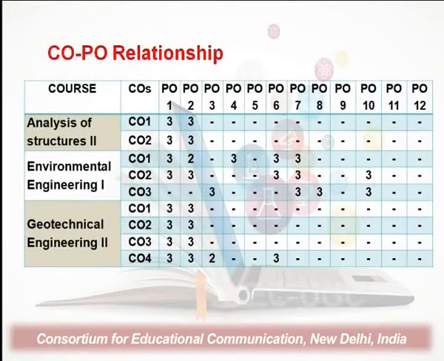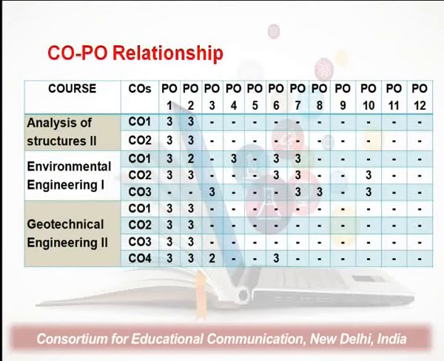You can see here the PO-CO relationship is very clearly exhibited on the screen. On the left hand side are the courses: analysis of structures, environmental engineering, geotechnical engineering, etc. Whether mapping of the PO and the CO is there or not, we can see in this matrix. If you see the first, we have shown number 3, that is the matrix of the analysis of structures and the program outcomes of that particular course. So it is showing 3. 3 shows the strength, and the second one is also showing 3. That means we are able to achieve the PO-CO mapping, and it is a very strong mapping, because 2 shows the moderate level, 1 shows the lowest level, and 3 shows the strength.